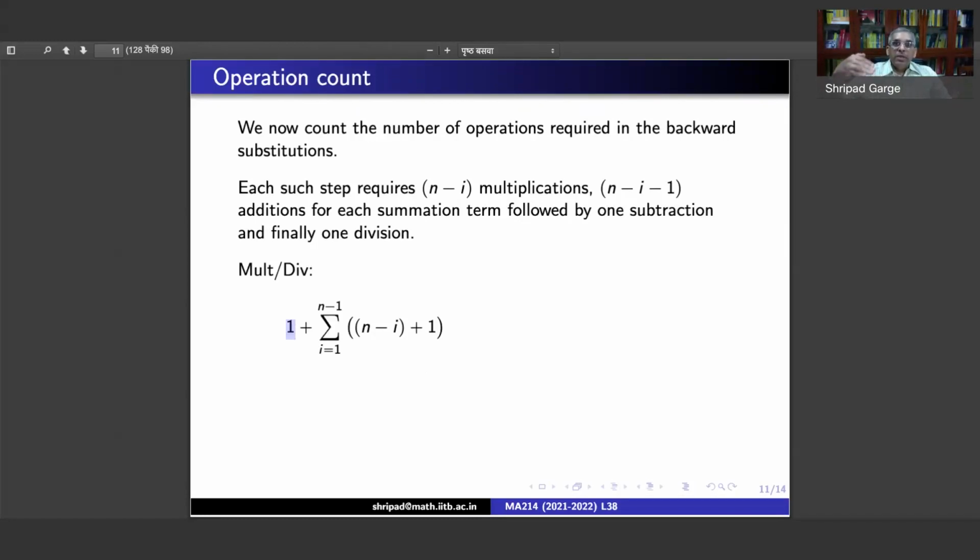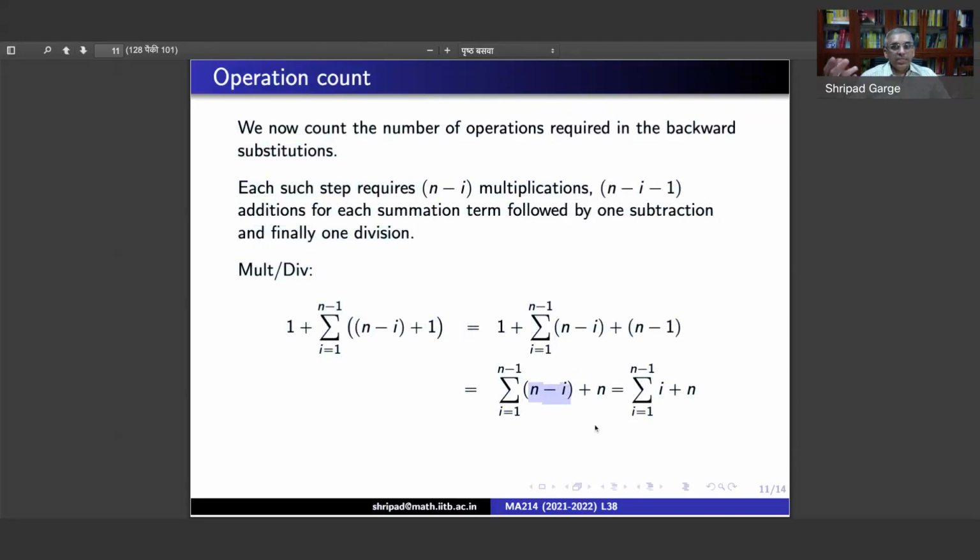And then you are doing it for n minus 1, n minus 2 up to the first equation. So those are taken here together. Okay, that's what we have done. So this is 1 plus the n minus i. You have to just sum them. And 1 being summed from 1 to n minus 1 gives you n minus 1. So this n minus 1 plus this one will give you n. And you have to sum the n minus i from i equal to 1 to n minus 1. That is just summing i. And this is the final answer, (n square plus n) by 2. These are the multiplication or division operations in the backward substitution.